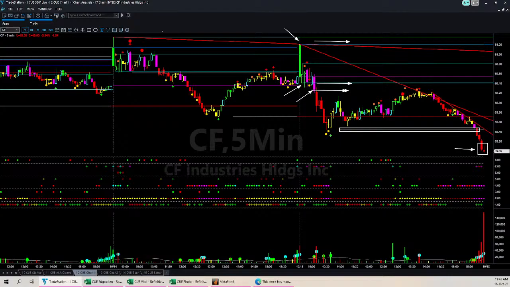At the close of the day, I book profit in my stock short position and open a bearish options trade with part of the profit. As of Friday's close, I am holding a short position in CF using options.